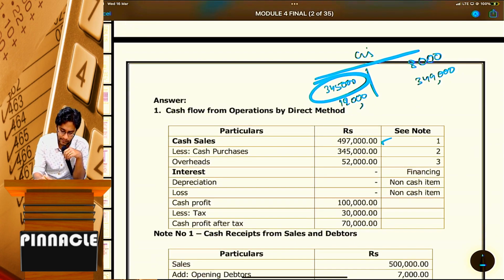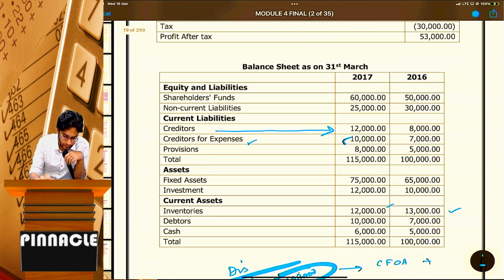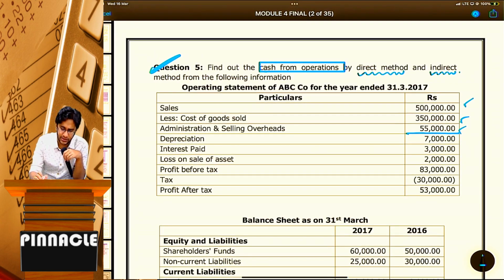497, 345, overheads 52. These 3 items you took. Then depreciation is given in the P&L account. Tell me, sir, will you deduct depreciation while working out cash flow? No. Interest paid only, but interest paid is which activity? Financing activity, so it won't come here. Loss on sale of asset is not a cash flow item. That is part of your inflow under investing activity indirectly, so we will not consider that.